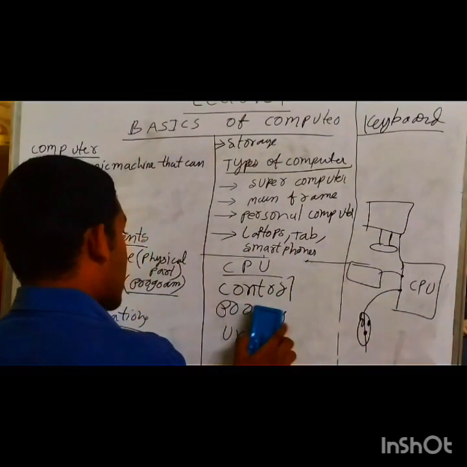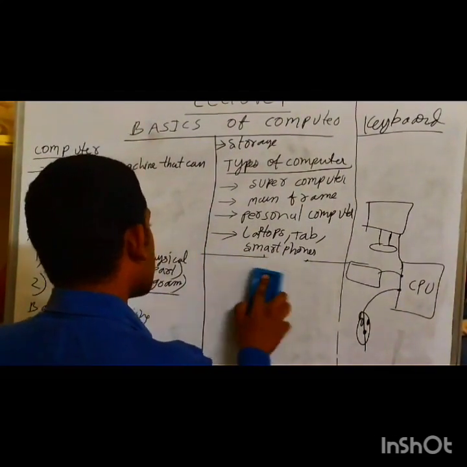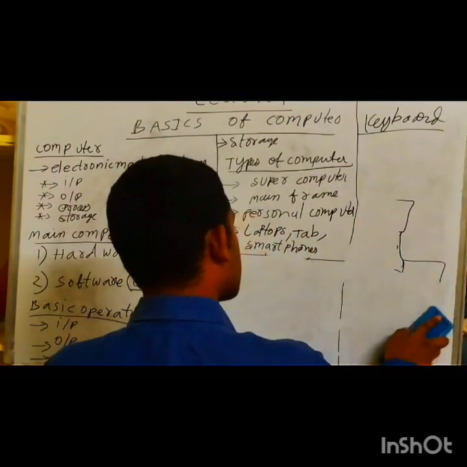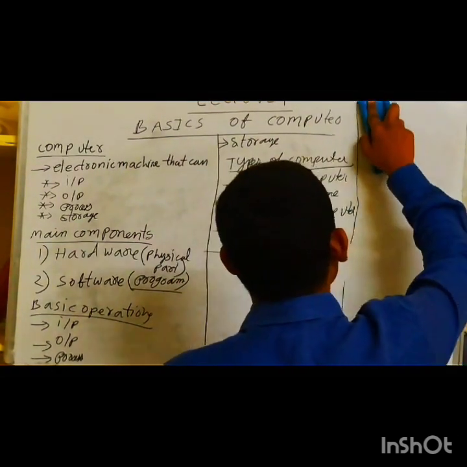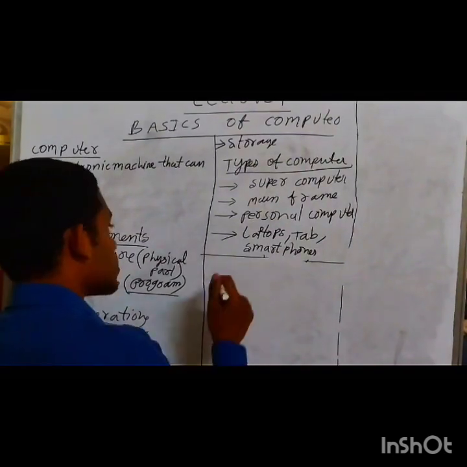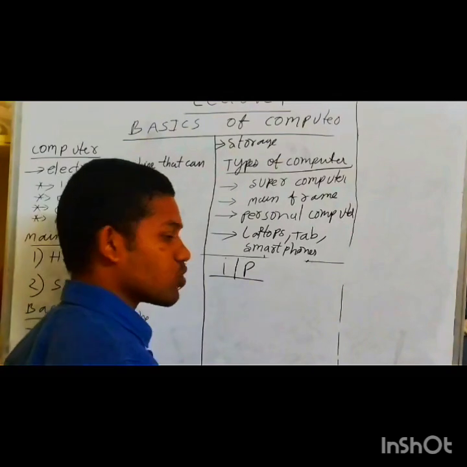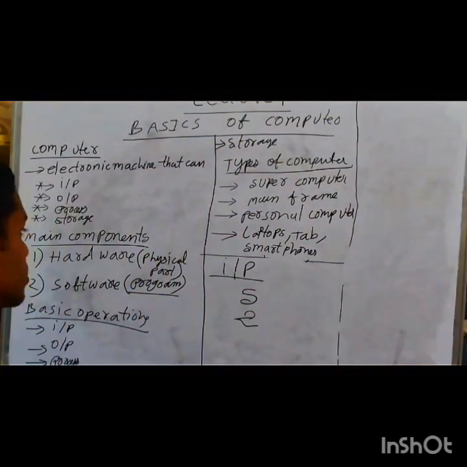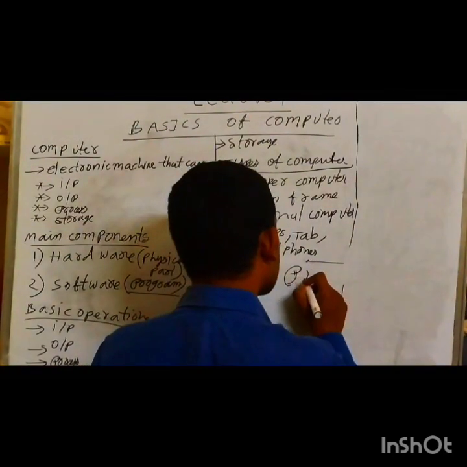So let's discuss the basic operations. What are the basic operations? The first is input. Taking an input: 5 is an input, 2 is an input. Next, what is meant by process? The second one is process.